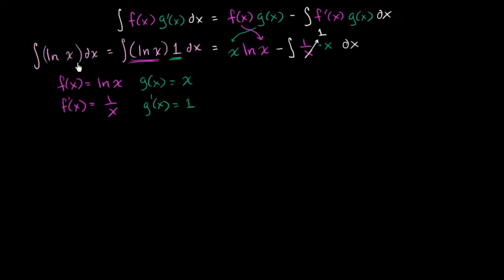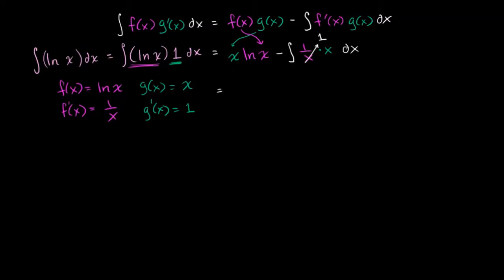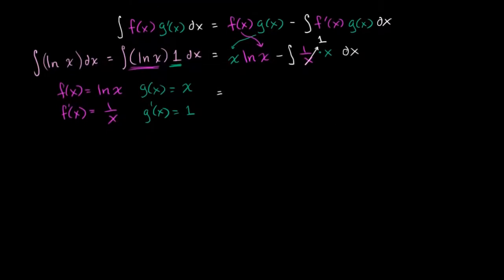So this simplifies quite nicely. This is going to end up equaling x natural log of x minus the integral of 1 dx, or the antiderivative of 1, which is just x. And this is just an antiderivative of this. If we want to write the entire class of antiderivatives, we just have to add a plus c here. And we are done. We figured out the antiderivative of the natural log of x.